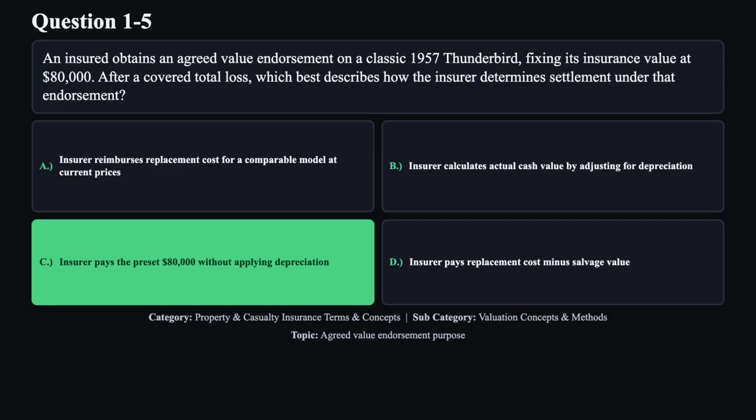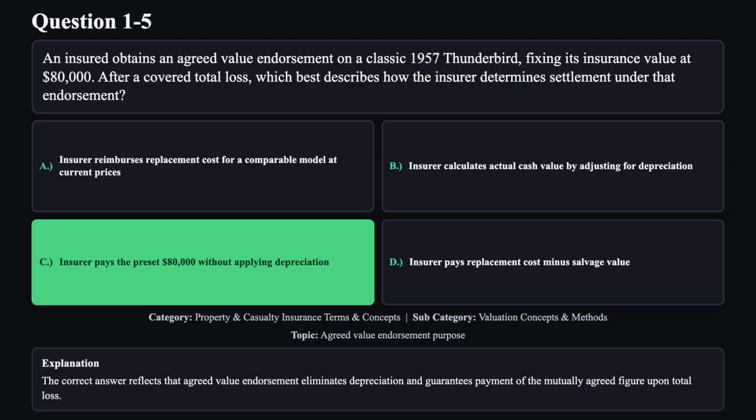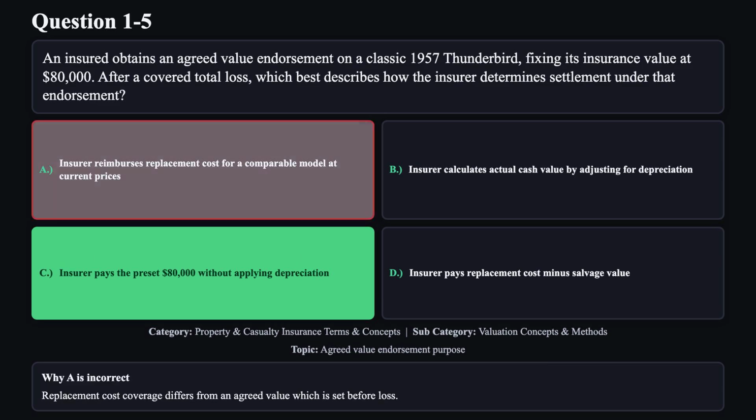The correct answer is C. The correct answer reflects that agreed value endorsement eliminates depreciation and guarantees payment of the mutually agreed figure upon total loss. Reason A is not correct.